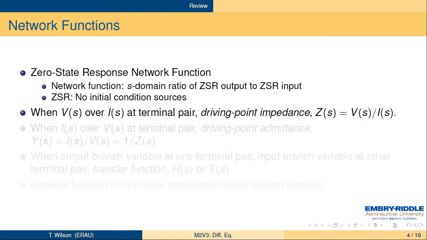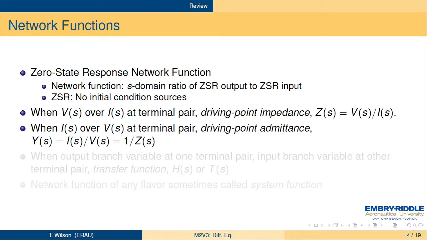When that's the ratio of a voltage over a current, both in the S domain at a terminal pair, we call that the driving point impedance. When it's the current in the S domain over the voltage in the S domain, we call that a driving point admittance. And the admittance and the impedance are arithmetic inverses of each other.